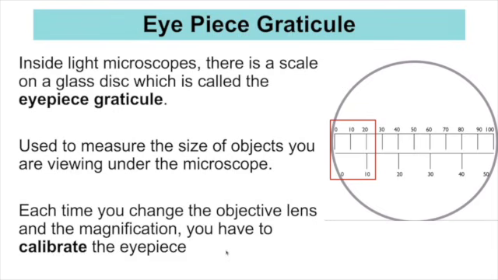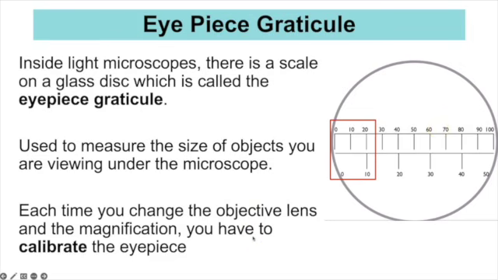So inside a light microscope, in the eyepiece, there is actually a scale that you can insert on a glass disc, and that is what the eyepiece graticule is. And the point of it is that when you look through the microscope, you can use that scale to measure the size of the object you're looking at.